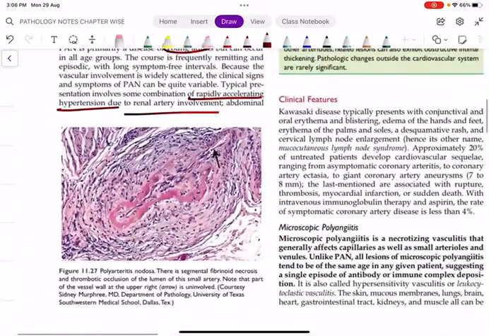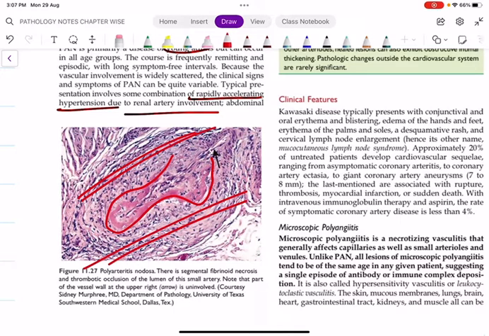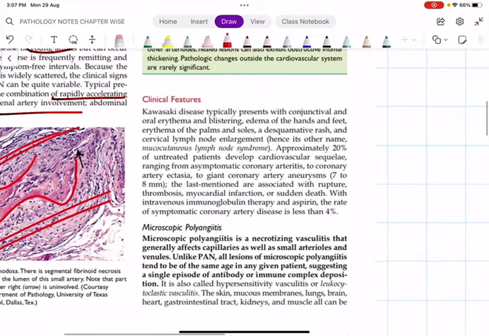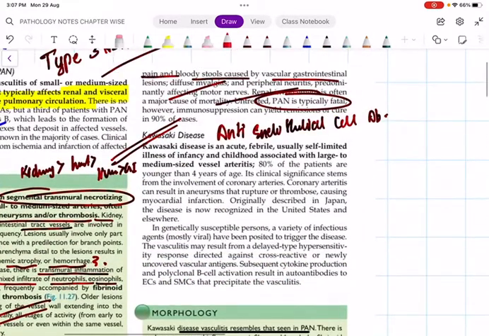This is the typical picture. This picture we have already seen, fibrinoid necrosis, which is a necrotic pattern that we have studied in cell injury. Am I right? Yes. And what you are seeing here is the fibrinoid necrosis. You can also see the neutrophilic and mononuclear infiltrate. Then coming to Kawasaki disease.